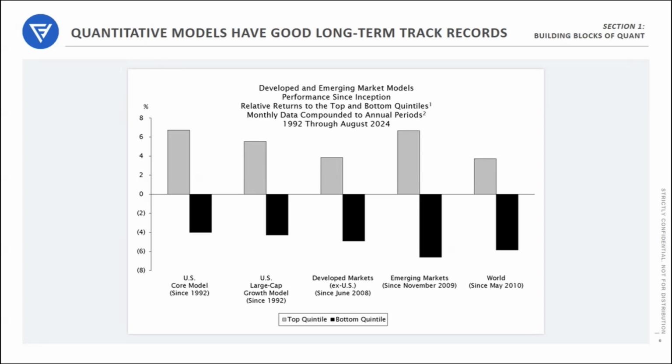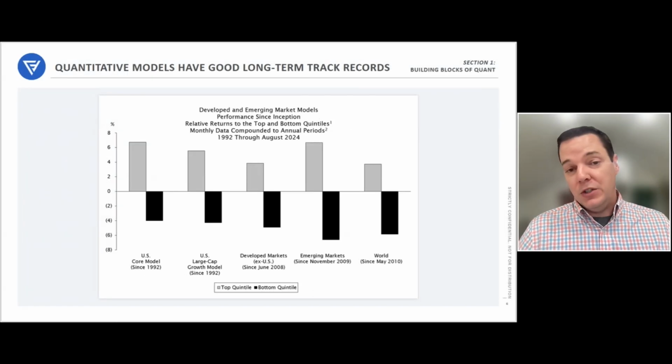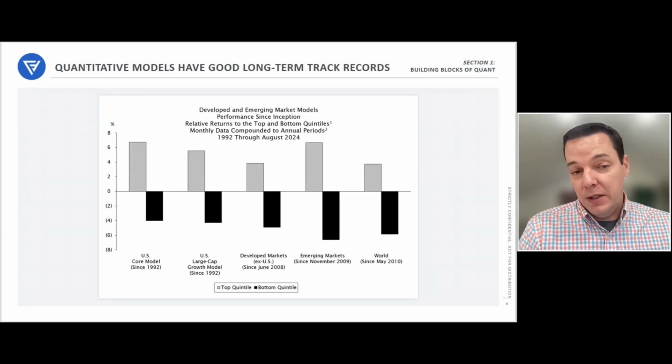So our US model, which again has a 30-plus year live track record now, has generated over 6 percentage points of alpha per year since its inception. The black bar here shows the worst quintile underperforming by about 4 percentage points per year. So we're looking at over a 10 percentage point best-worst quintile spread. So this is a really strong starting-off point for our clients.